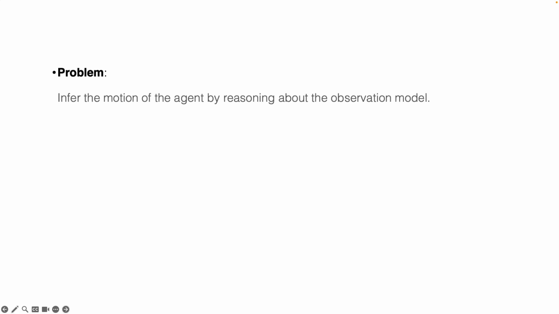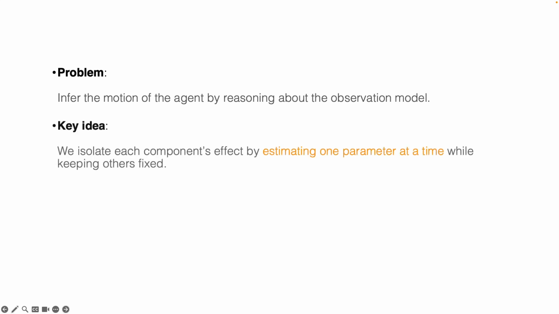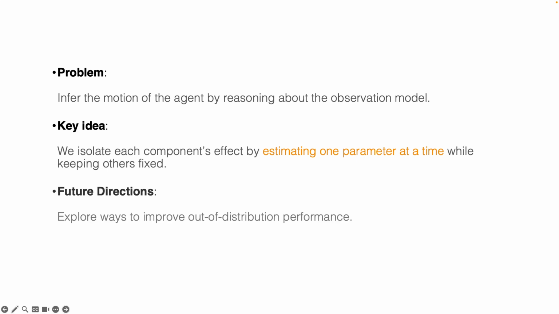In conclusion, we solve the problem of inferring the motion of an agent by reasoning about its observation model. And our key idea is to isolate each component's effect by estimating one parameter at a time while keeping others fixed. In the future, we hope to explore ways to improve out of distribution performance.